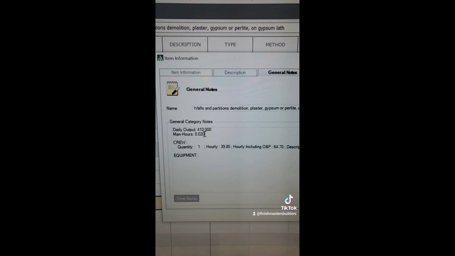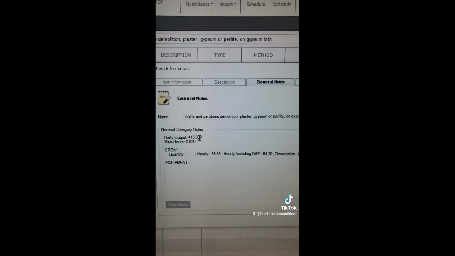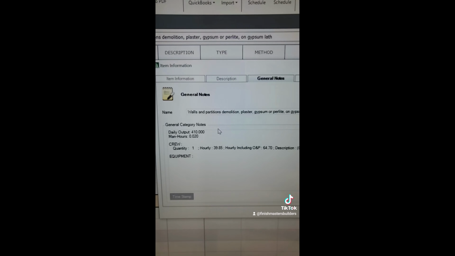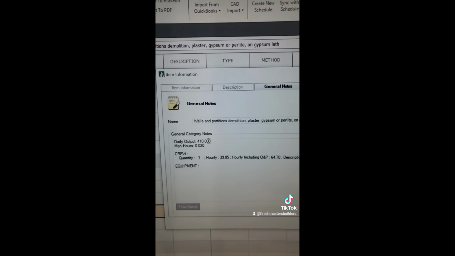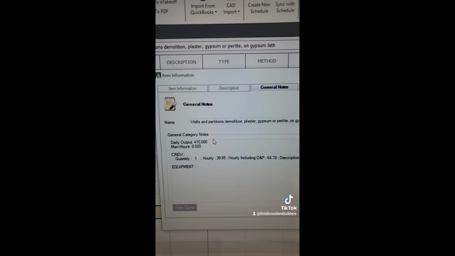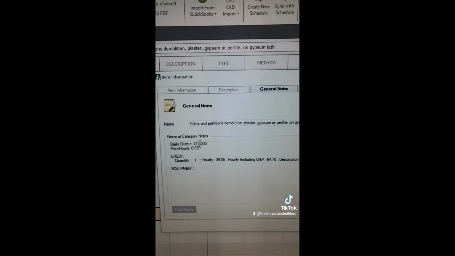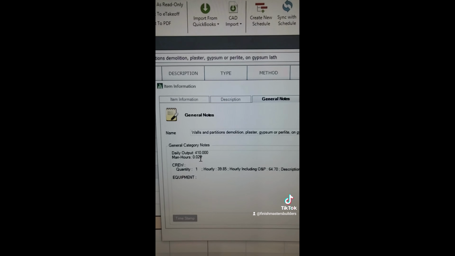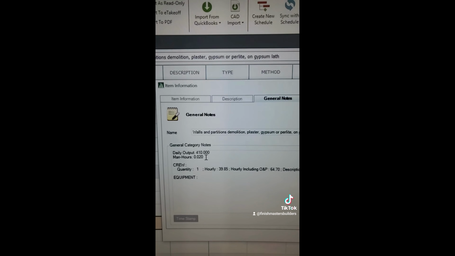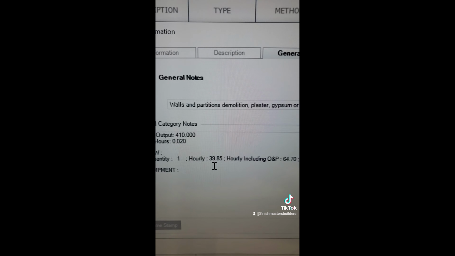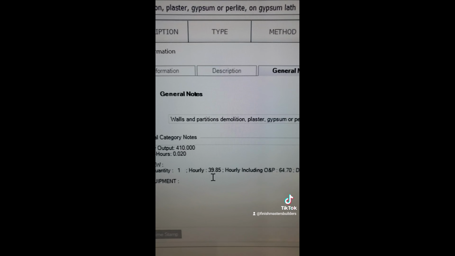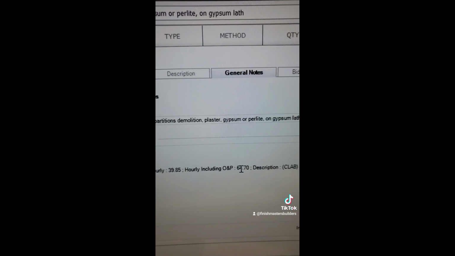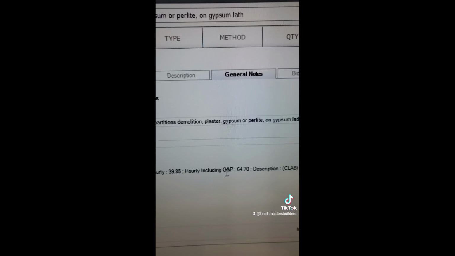So what they're telling you is they're assuming a productivity here, right, at 410 square feet per 8-hour shift. That's problem number one. So 8 hours of the day divided by 410 square feet gives you a man-hour production of 0.02 hours per 1 square foot. And then they're assuming a rate of $39.85, plus the $64.70 if you want to include overhead and profit.